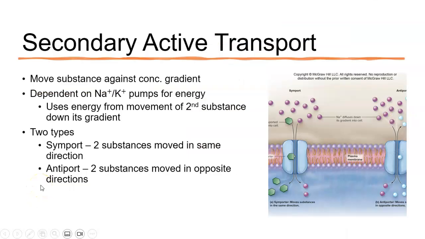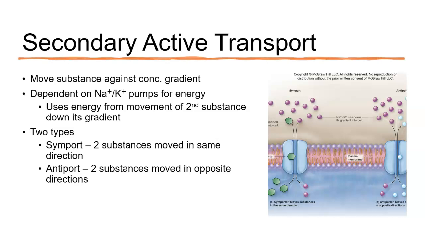With secondary active transport, we're still moving things against the concentration gradient, right? So that means we're still moving from where there's less to where there's more. Well, the sodium-potassium pumps that we previously talked about provide the energy that is needed for this to happen. So it uses the energy from the movement of the second substance down its gradient. So it's moving more than one thing across the membrane. Okay, that's the important thing here.